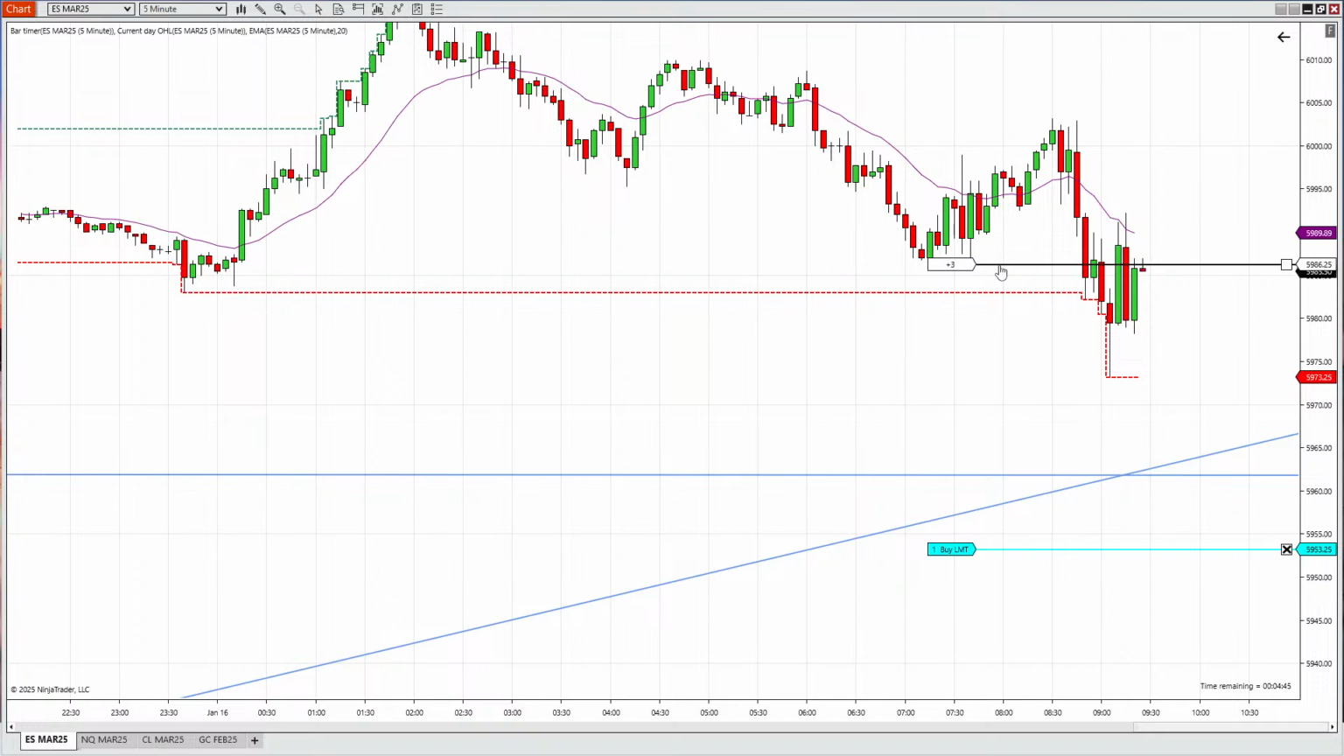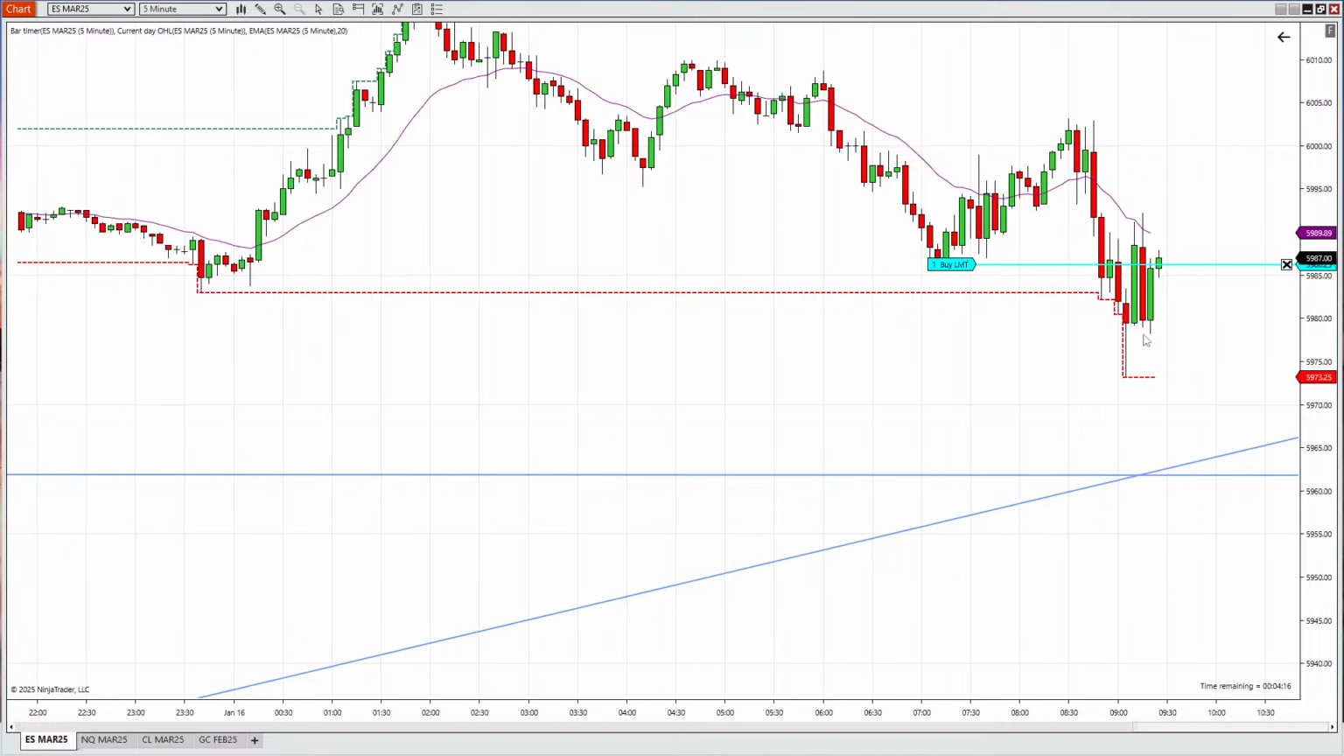Oh, we haven't broken the high yet. Remember guys, if you enter with the limit, you gotta wait for it to break the high. You gotta wait for it to actually trigger. And we'll get just a few ticks better price if we get filled. There's nothing wrong with that. There we go. Alright, come on now. Order filled. There we go.